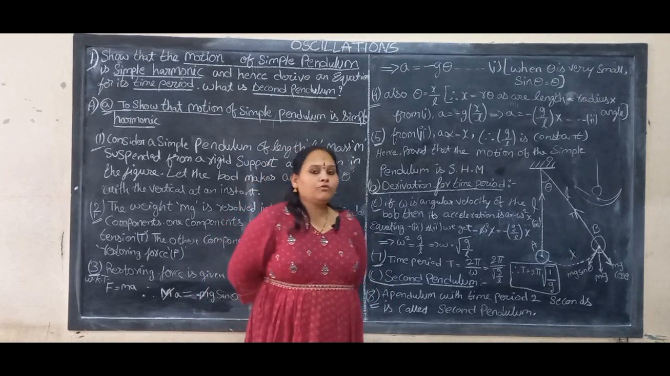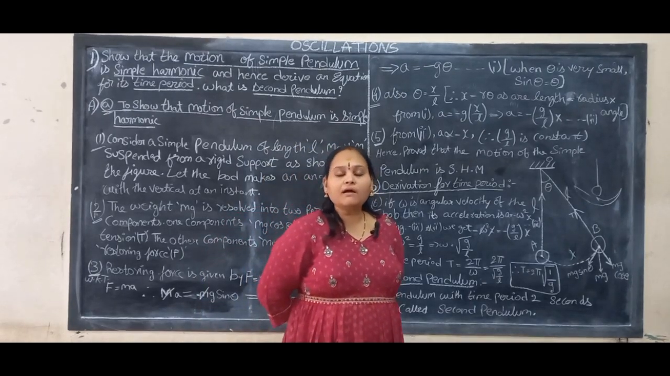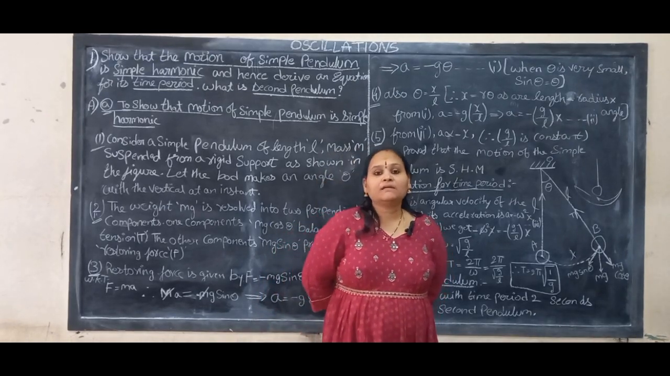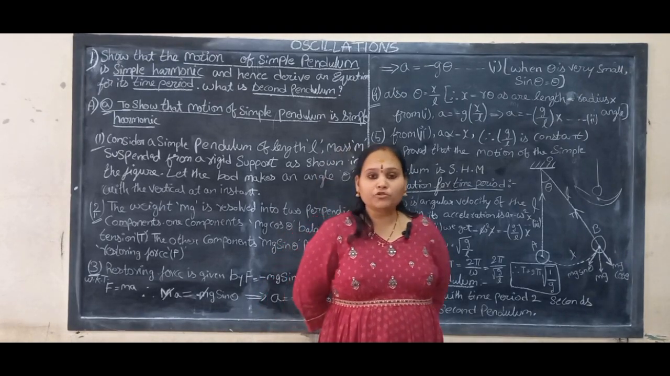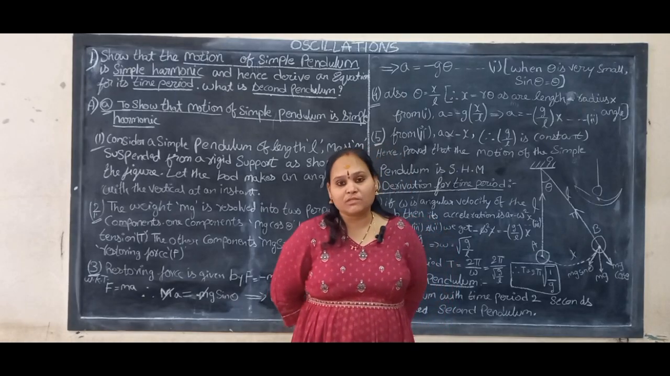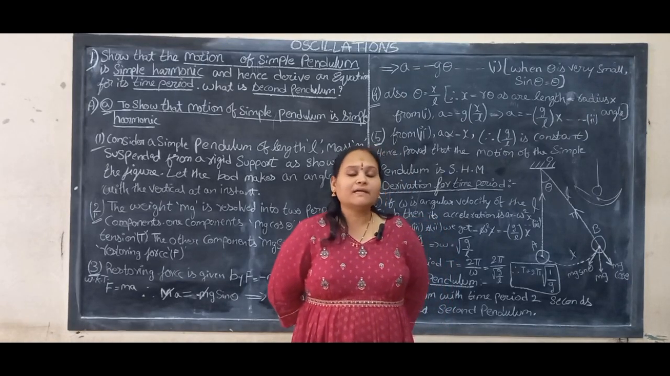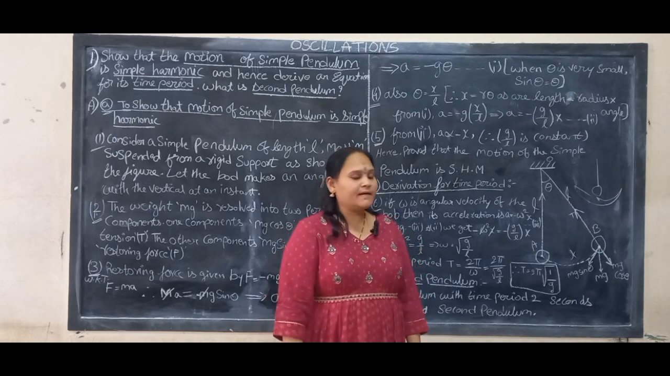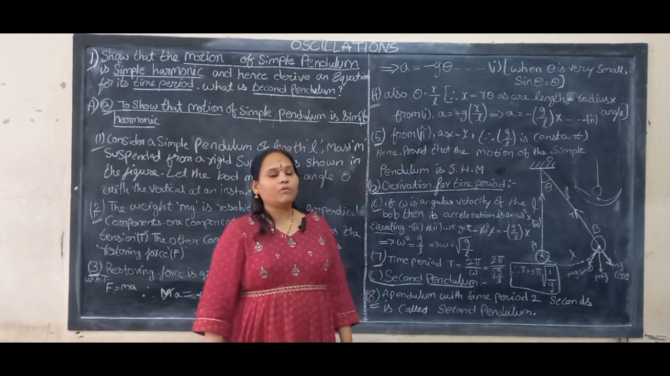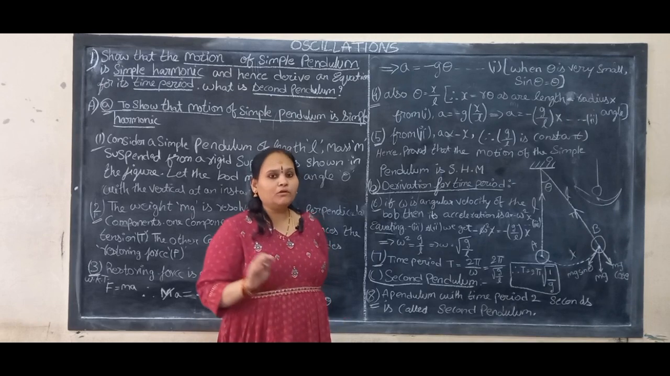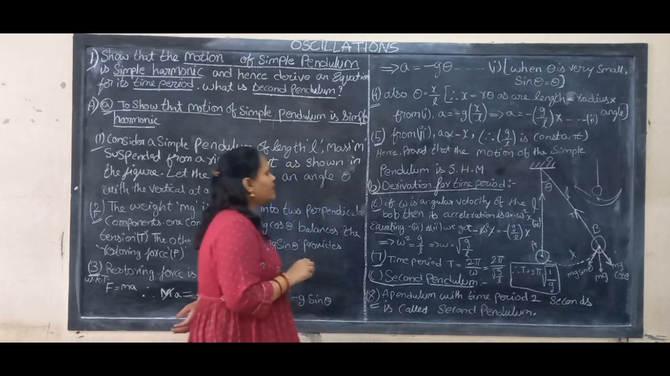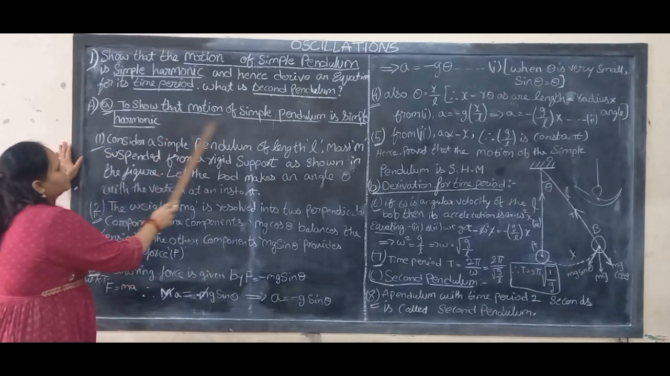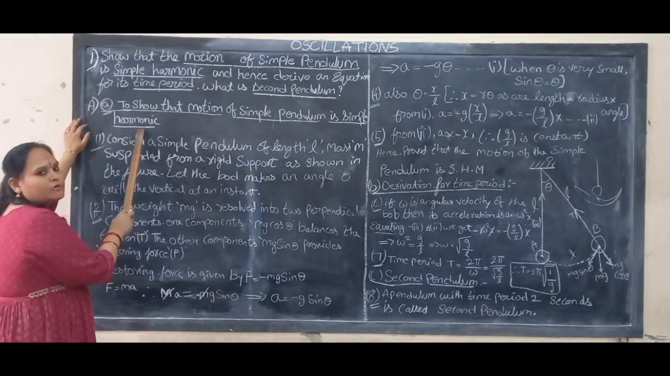So how do we show that the bob executes simple harmonic motion? The main condition is that the acceleration is proportional to the negative displacement. If we can prove that the acceleration is proportional to the negative displacement, then we can say that the bob executes simple harmonic motion. So, first, to show that the motion of a simple pendulum is simple harmonic.